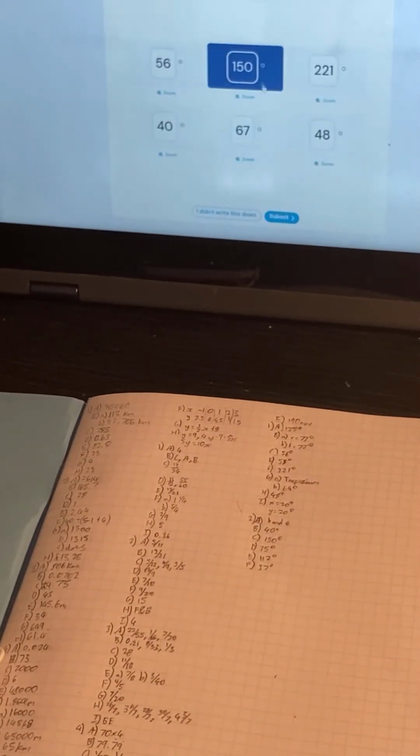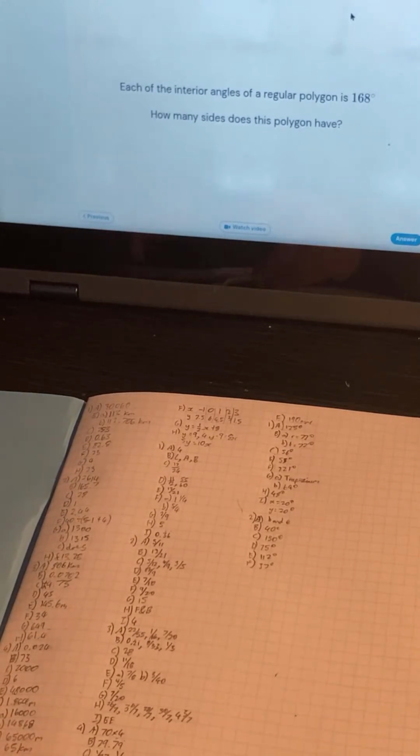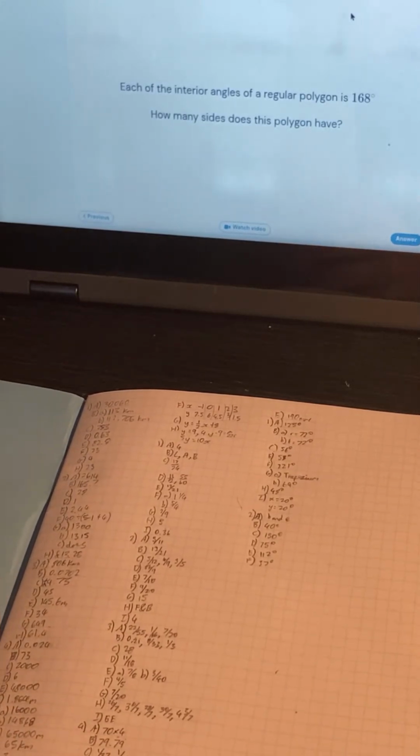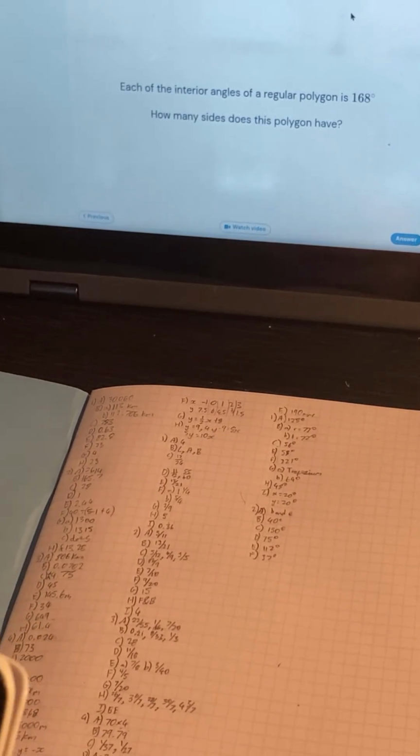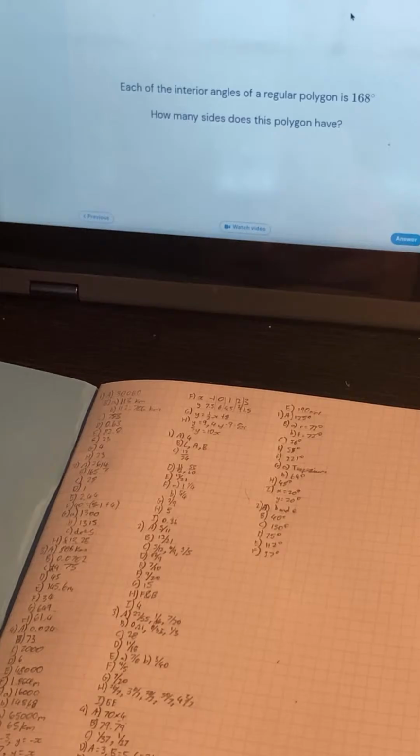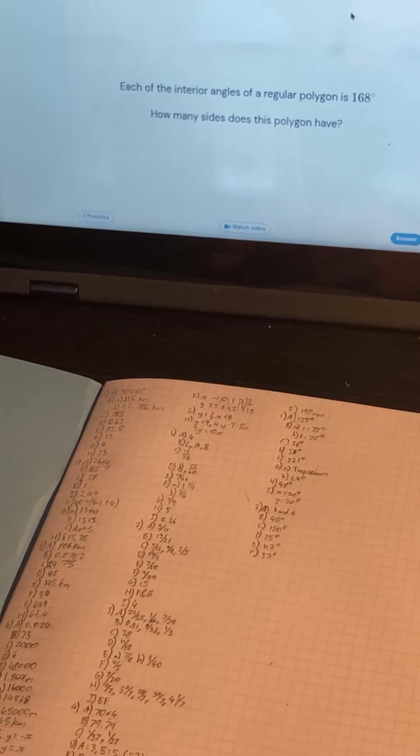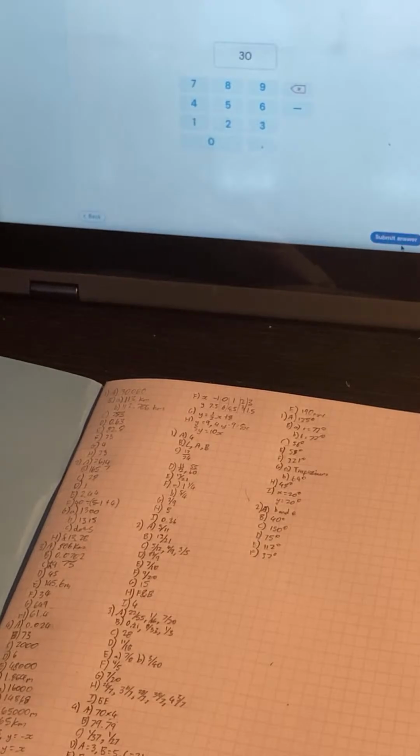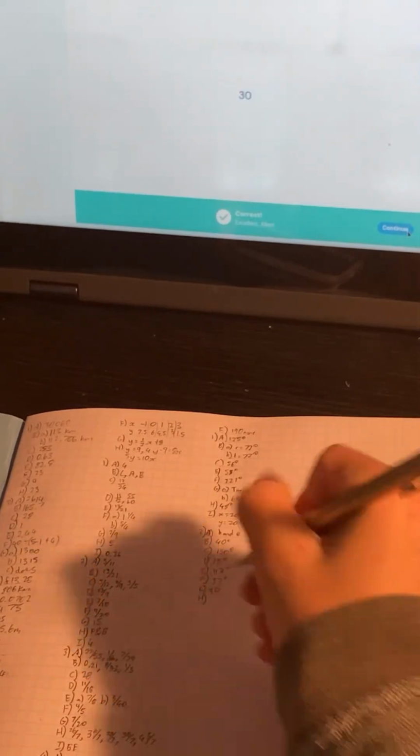2C, 150. Interior angles of a regular polygon are... So 180 times n minus 2, over n, equals 168. Bet it's 30. G, 30. H.